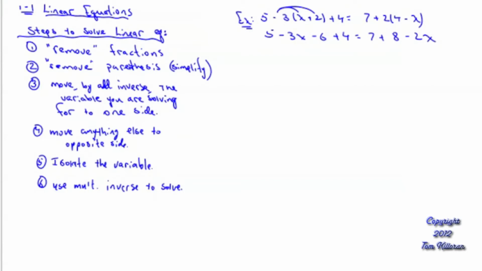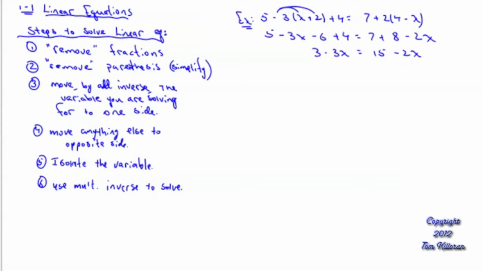And like I said, you should be able to do this before I even get done. After you get rid of the parentheses, your next step really should be to simplify. On the left, it's just numbers that are simplifying. So 5 minus 6 is negative 1 plus 4 is 3. So we'll get 3 minus 3x, or negative 3x plus 3. I could care less which way you write it. This side is 15 minus 2x. All right. So that would be step number 2. Remove the parentheses and then simplify.